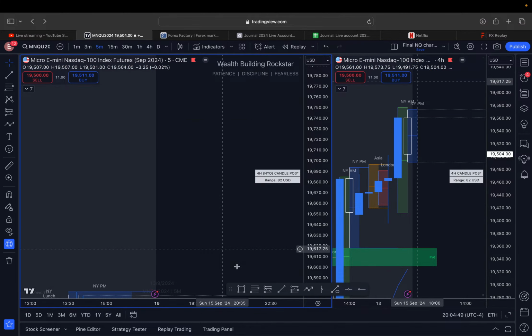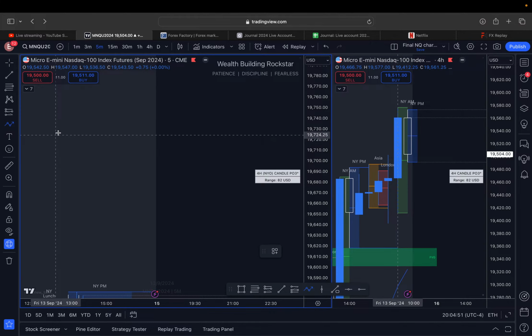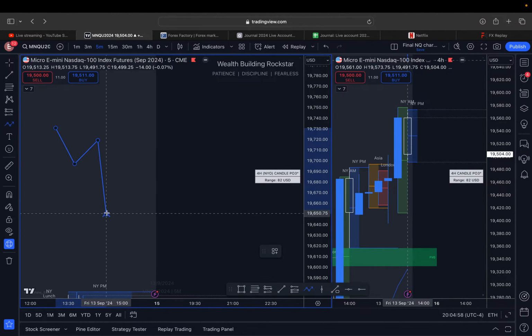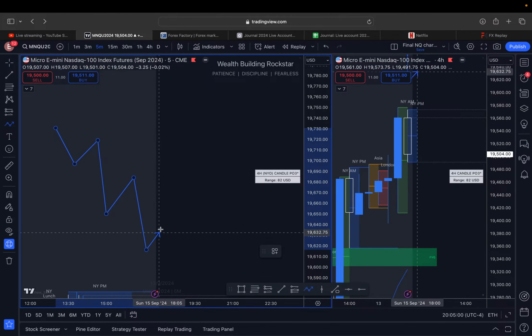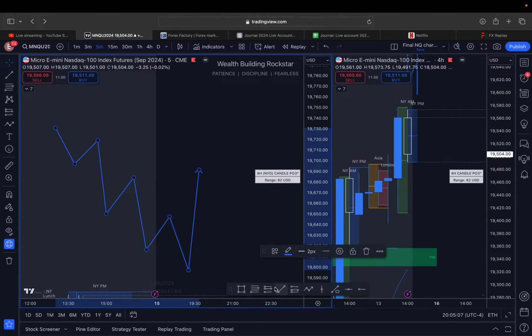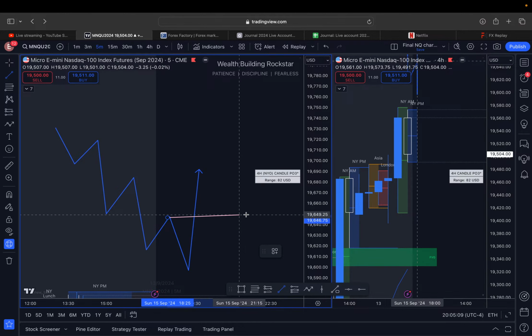In a downtrend, in a reversal back up, we're making lower lows, lower highs, lower lows, lower highs, lower lows, lower highs. When we close above, boom, market structure shift. We are now in an uptrend.